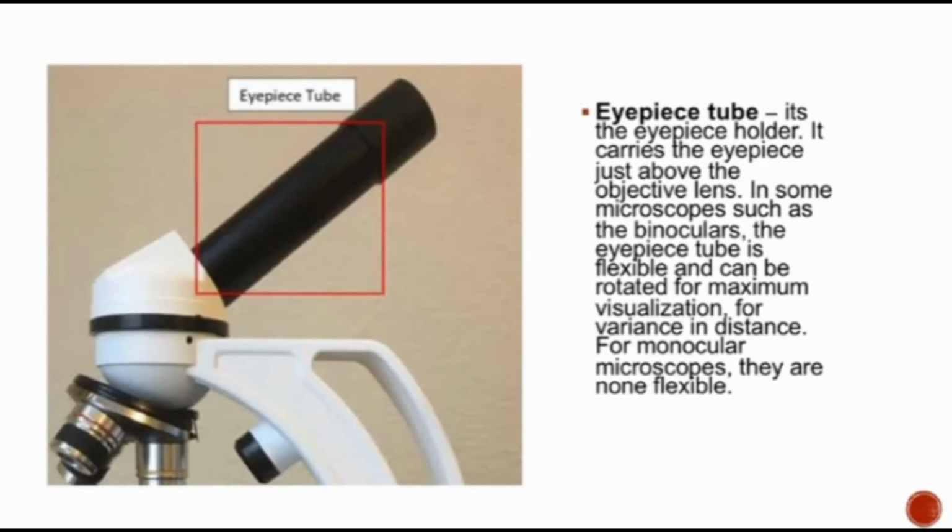Second is the eyepiece tube. It is the eyepiece holder. It carries the eyepiece just above the objective lens. In some microscopes such as binoculars, the eyepiece tube is flexible and can be rotated for maximum visualization for variance in distance. For monocular microscopes, they are non-flexible.